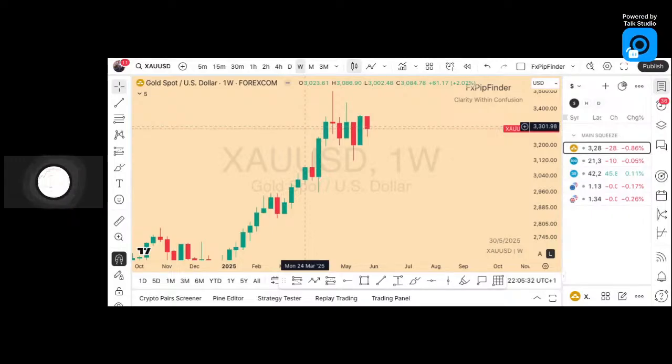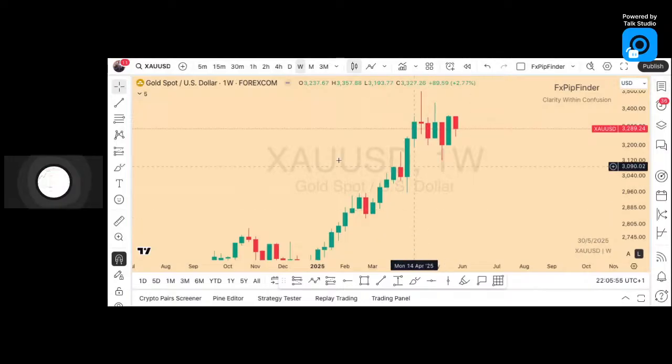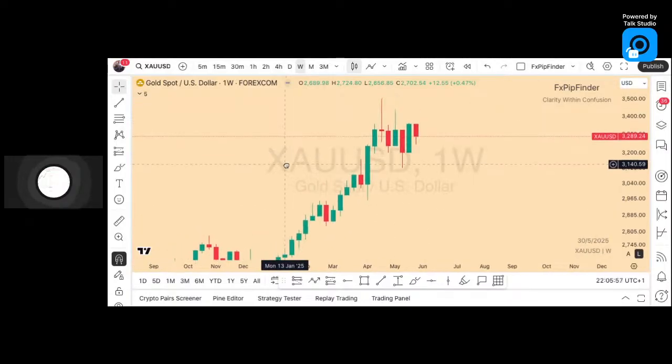So we're going to talk about gold, how you can successfully and easily trade gold by focusing on what we call the opening price. Now there are two main types of opening prices.